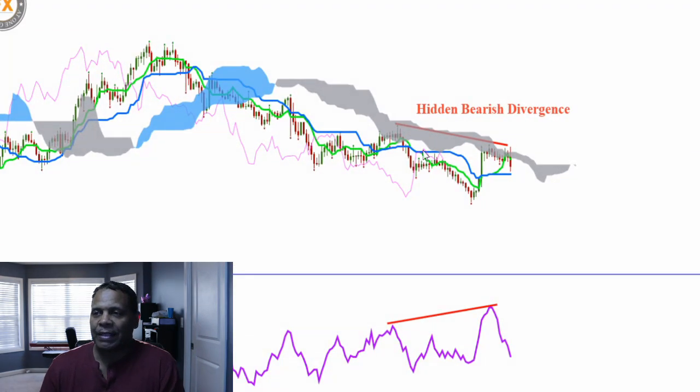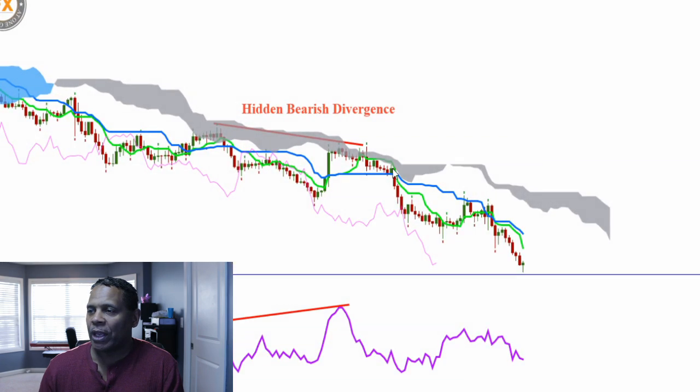Here we're looking at this Ichimoku and we're seeing the market broke the Kijunsen level, but we're inside the cloud. And at that cloud, which is a strong resistance level, you could see this high and this high. This high is lower, but on the indicator, this high is much higher, which shows a false signal of strength. And that is now going to be a hidden bearish divergence. So with that hidden bearish divergence, we can now look to short the market.